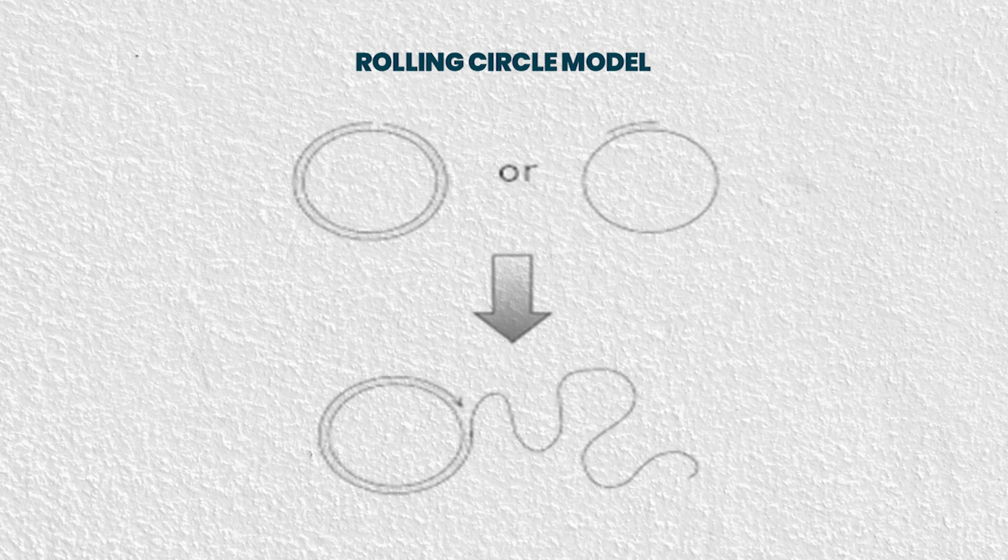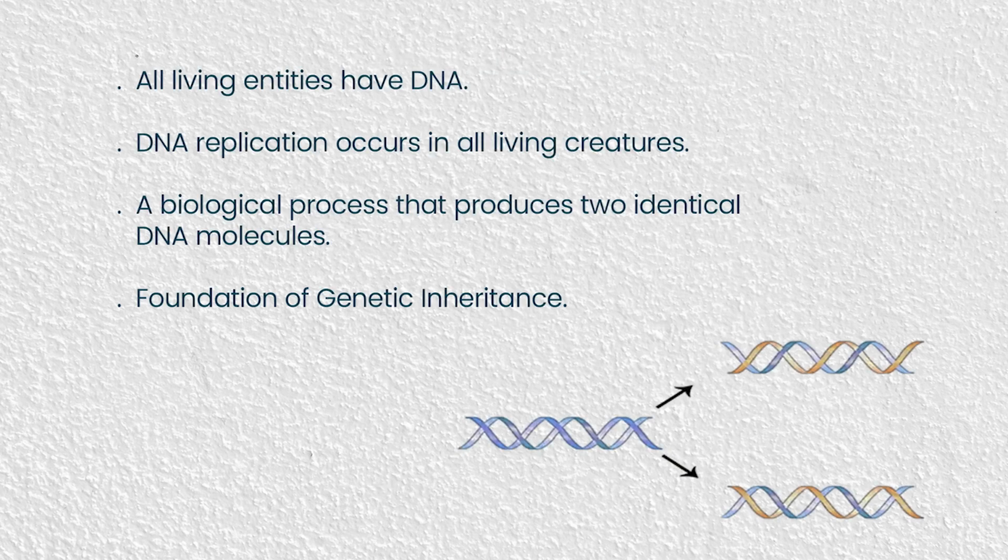Let us dive in. All living entities have DNA, and DNA replication occurs in all living creatures, which is a biological process that produces two identical DNA molecules. The process of replication is, no wonder, the foundation of genetic inheritance.